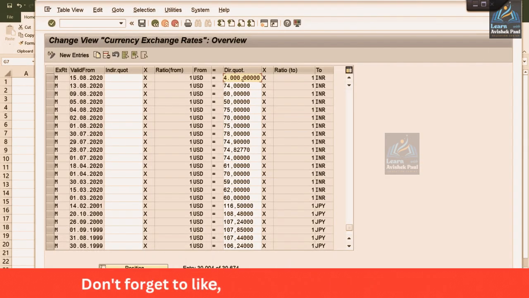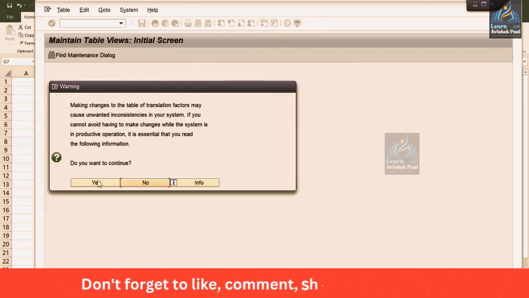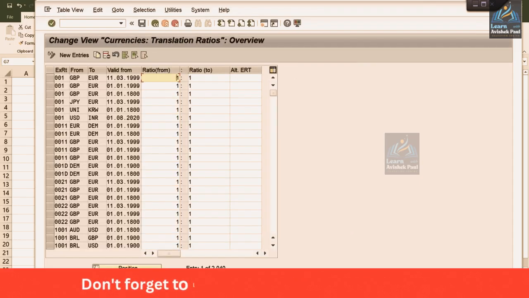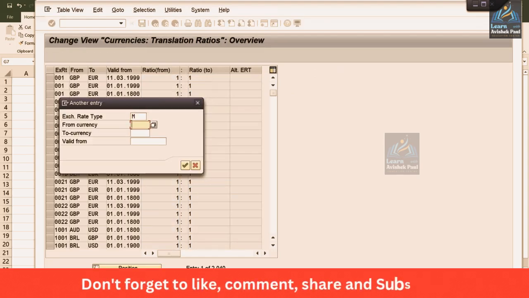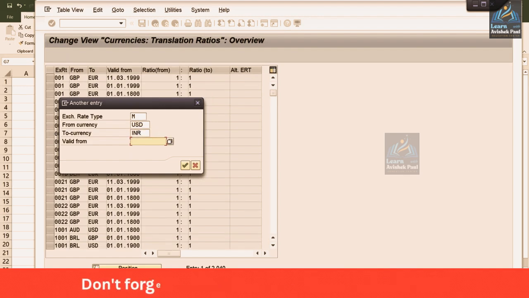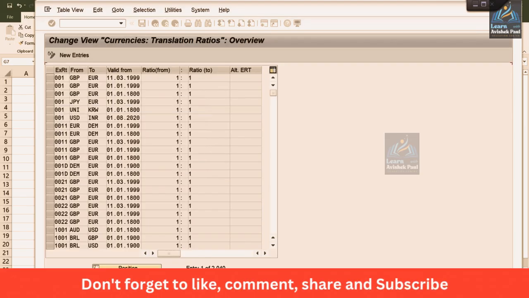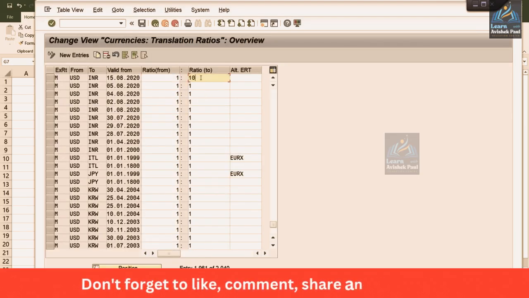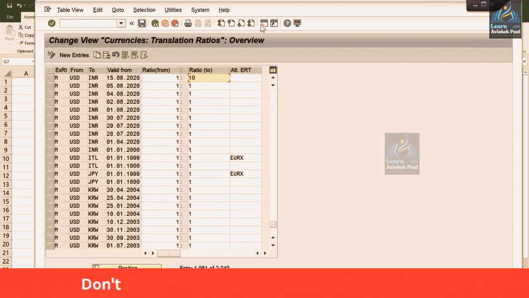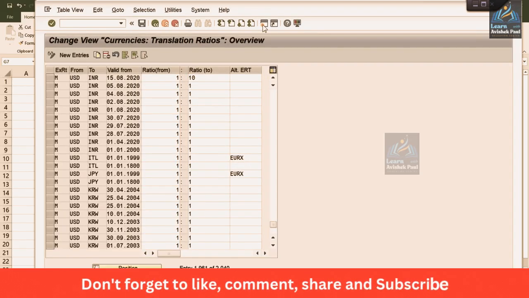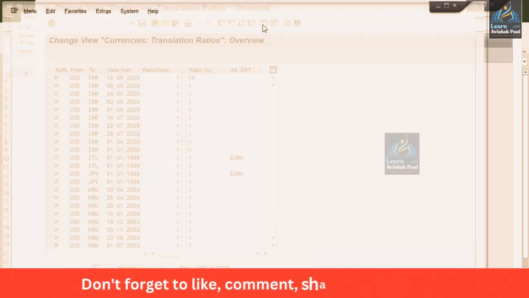Here 4,000 I have given. Let's suppose, save it and go to translation ratio, OBBS. Yes, and here I'll specify 1:10. If you have a perfect understanding, guys, you can quote any example, you can keep any currency here, you can test it, 100% it's going to work out. Now I have specified the translation ratio also. I'll just do one thing. I'll post a transaction and I'll show you.